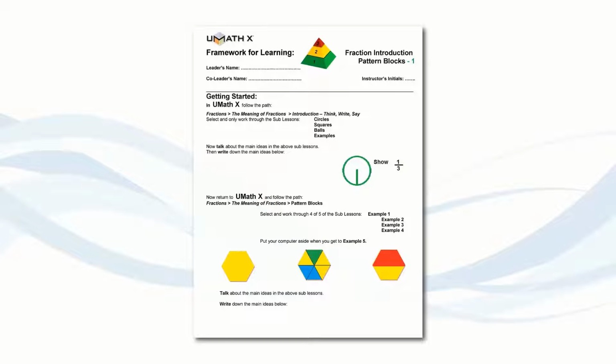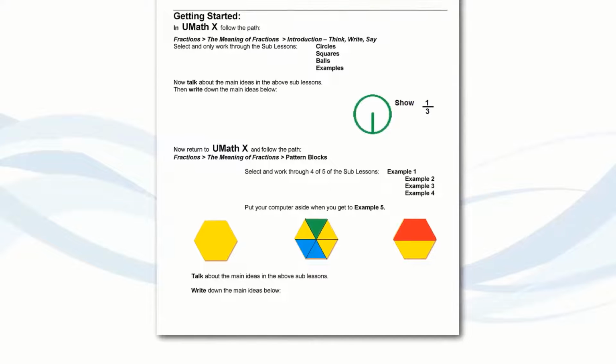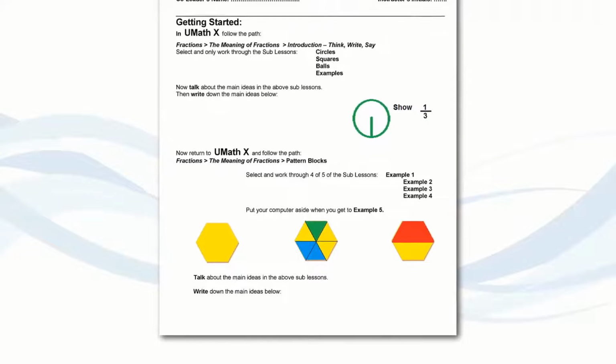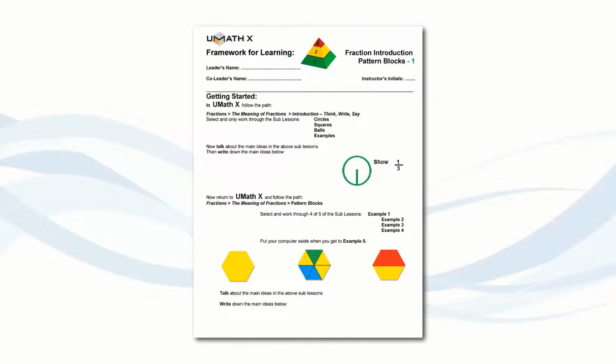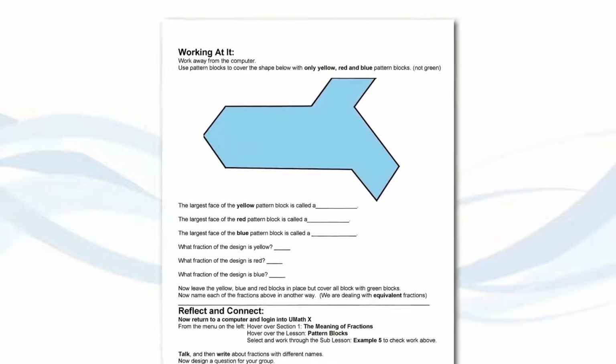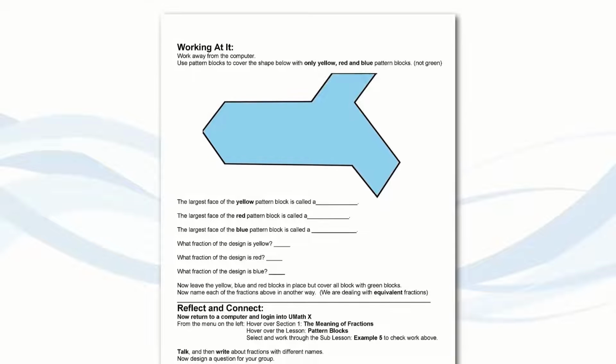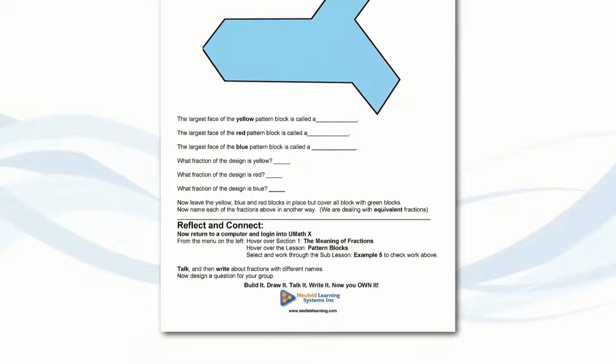Each framework is comprised of three sections: Getting Started, Working at It, and Reflect and Connect. As an example, here is a framework called Fraction Introduction, Pattern Blocks 1. In this framework, the Getting Started section directs the user to first work through some lessons on the computer. The Working at It section brings in an activity with off-computer manipulatives that were explained previously in the Getting Started section. The Reflect and Connect section encourages students to discuss and summarize what they have learned.